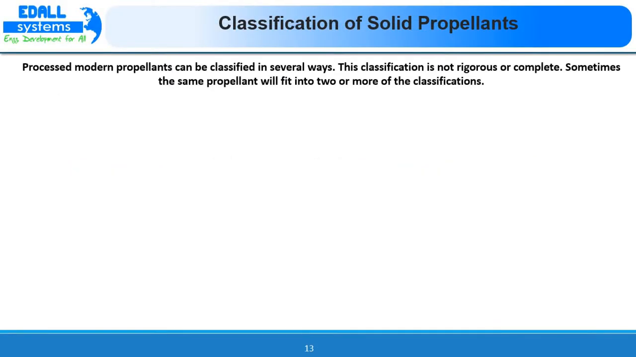We'll see the classification first, that is, processed modern propellants can be classified in several ways. This classification is not rigorous or complete. Sometimes the same propellant will fit into two or more of the classifications. So earlier we have seen classification of solid propellant rocket engines, under which we have seen that based on the propellants we can classify them. So we'll see different solid propellants and their classification.